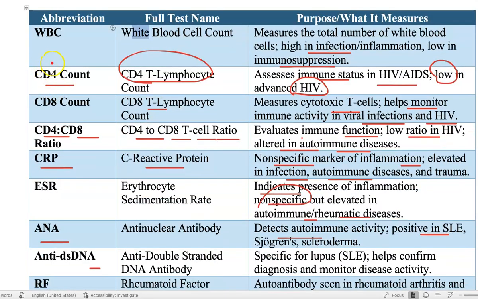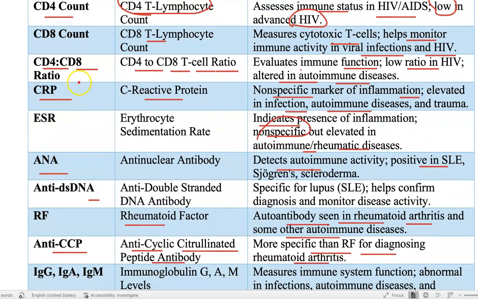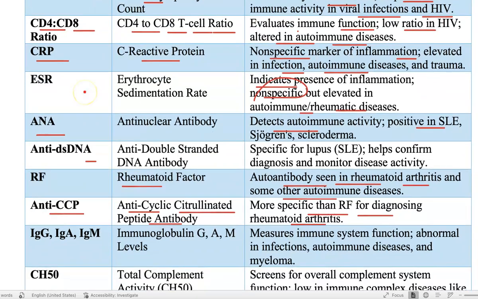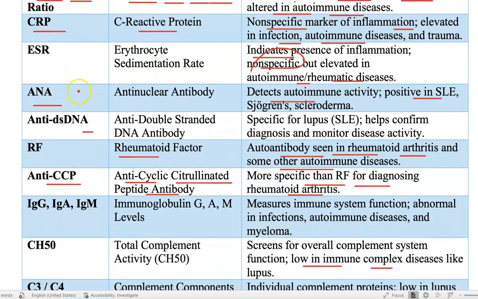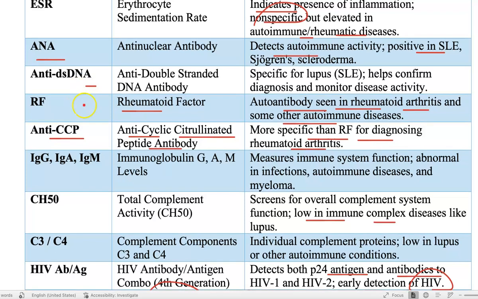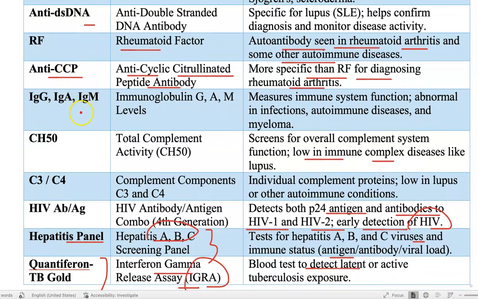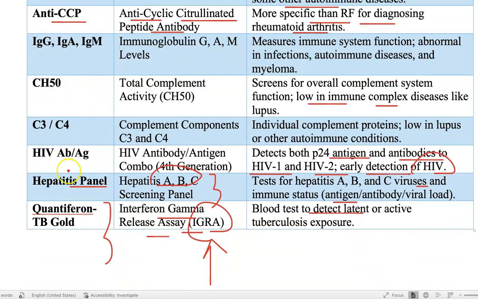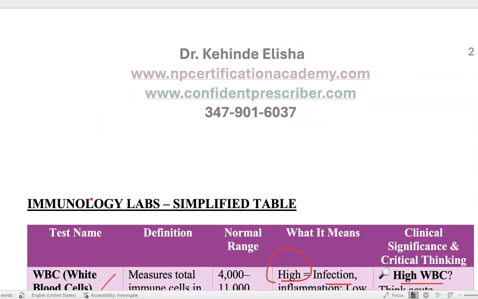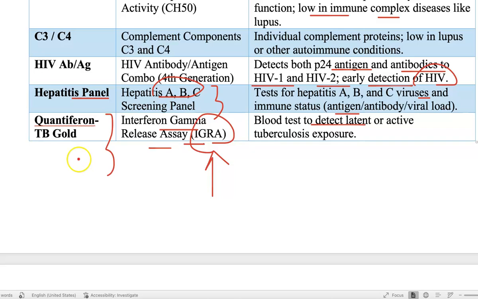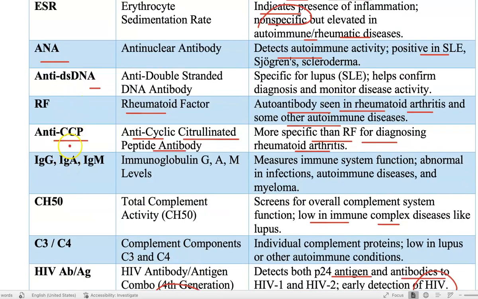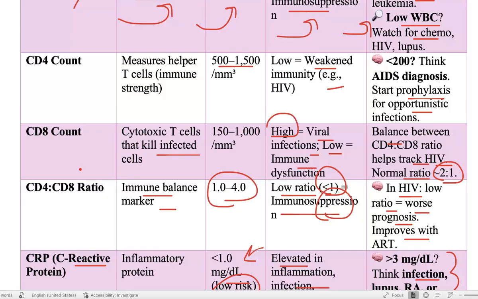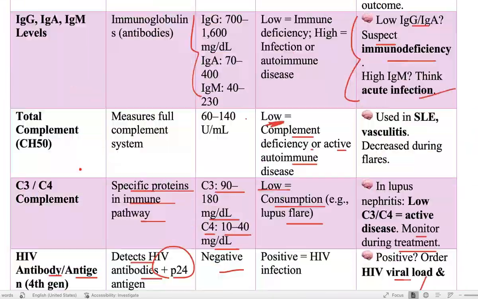For a quick recap: WBC, CD4 count, CD8 count, CD4 to CD8 ratio, CRP, ESR, ANA, anti-dsDNA, RF, anti-CCP, IgG, IgA, IgM, CH50, C3, C4, HIV antibody or antigen, hepatitis panel, QuantiFERON TB Gold. Now, a lot of people walk into the test and see all of this, and if you are not familiar with it, you're going to freeze. So you want to get familiar with it, you want to know it really well.